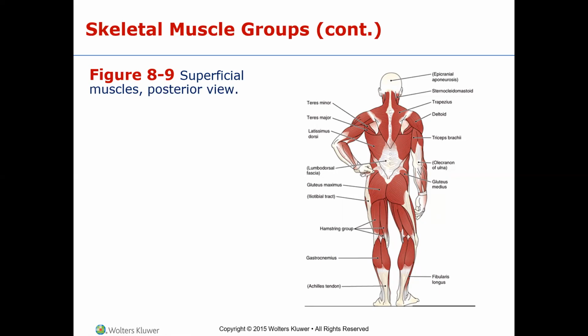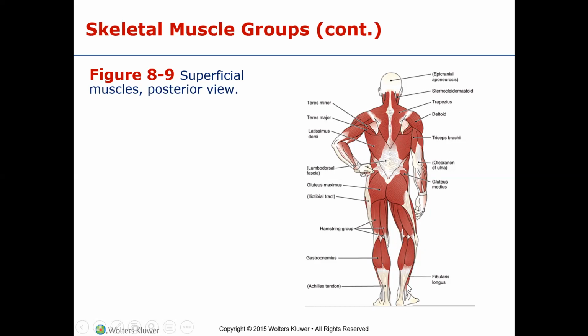The latissimus dorsi, and that's this big sheet here. That's the latissimus dorsi. The triceps brachii, which is on the back of the upper arm. The gluteus maximus, which is our butt. The gastrocnemius again, which is our calf muscle. The fibularis longus, which is here on the outside of our calf along here.